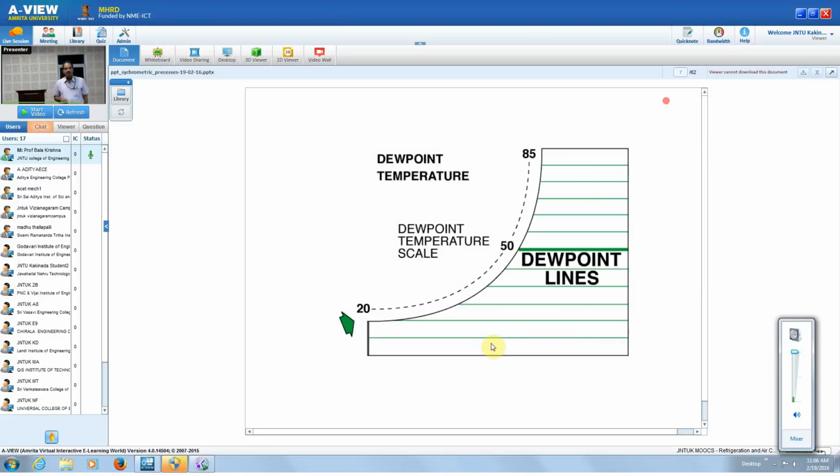Then the dew point temperature line. These are horizontal lines where the dew point is on the saturation line. This is the saturation line, which we have already discussed. This dew point temperature we can locate with the help of the dry bulb temperature and relative humidity, or the dry bulb temperature and wet bulb temperature. Next.